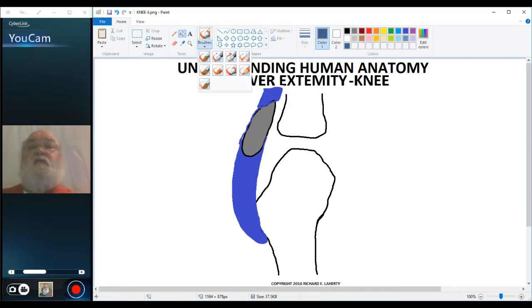Now, we'll draw in the anterior cruciate ligament, which comes from the anterior surface of the tibia up posteriorly to the femur, and then keeping our color scheme the same, the posterior cruciate ligament, which originates posteriorly on the tibia and passes to the anterior portion of the femur.